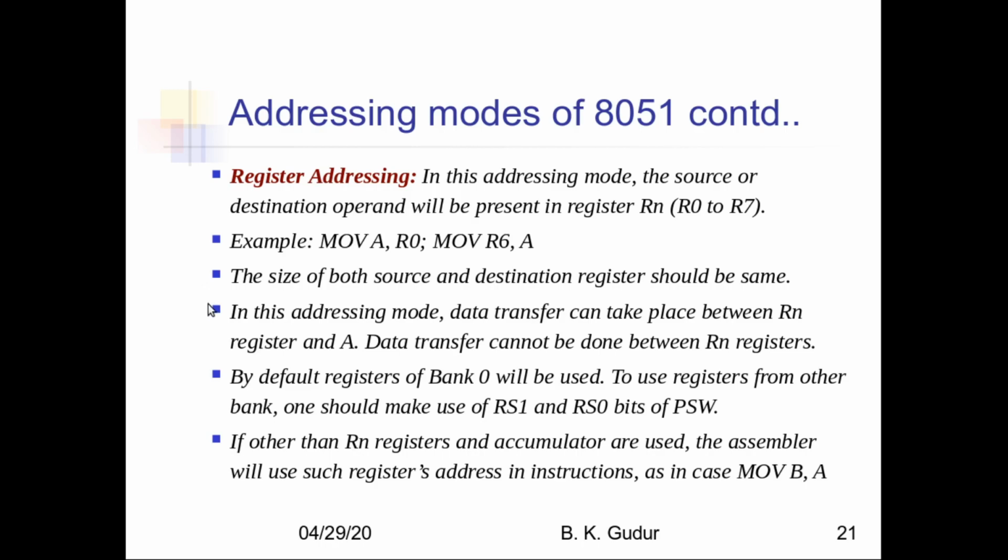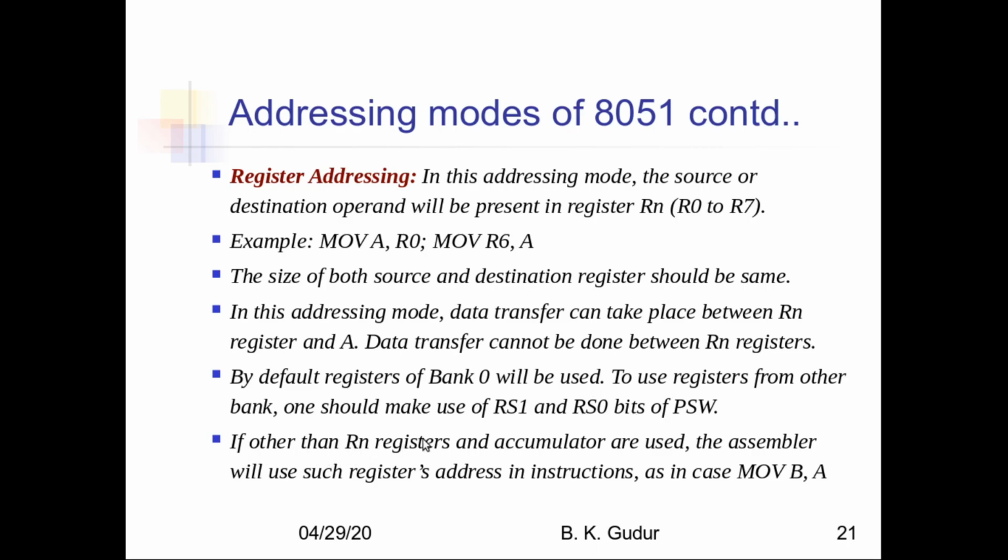Whereas we cannot transfer the data between Rn registers. We can transfer the data between an Rn register and the accumulator, not between Rn registers. By default, register bank 0 will be active. To use registers from other banks, one should make use of the RS1 and RS0 bits of the PSW, which I have already discussed in a previous video.